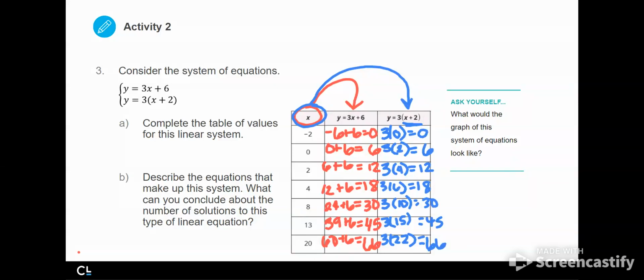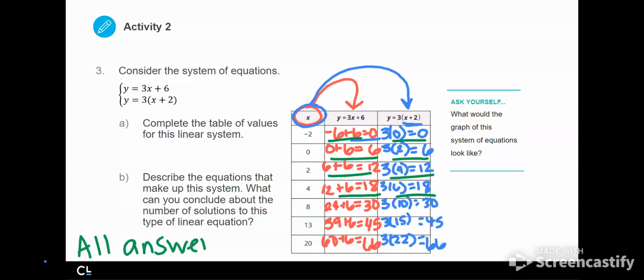Well, if I plug in 2 and I get the same answer both times, that's the same. If I plug in 0 and I get the same answer both times, that's the same. If I plug in 2 and I get the same answer, if I plug in 4 and I get the same answer, how many answers are going to be the same? You're going to have all of the answers be the same.